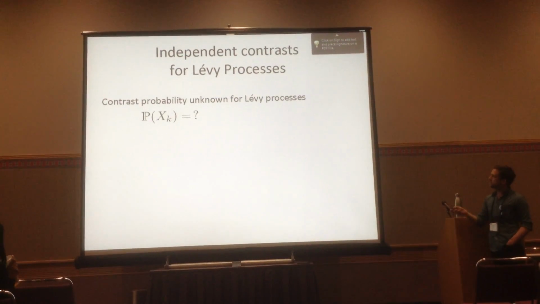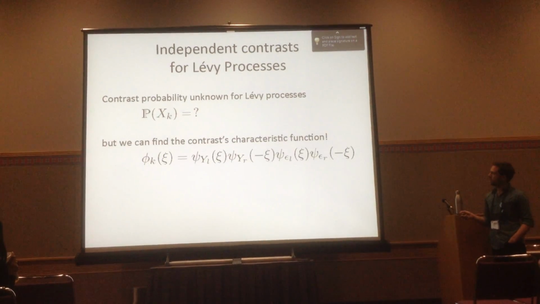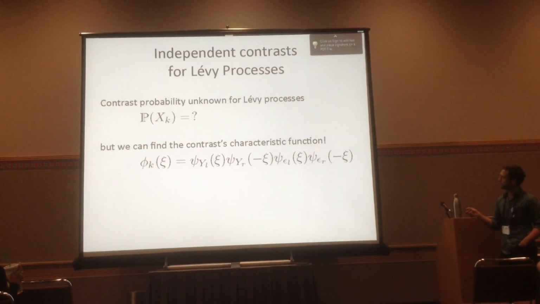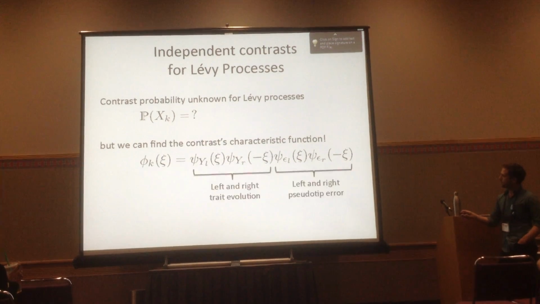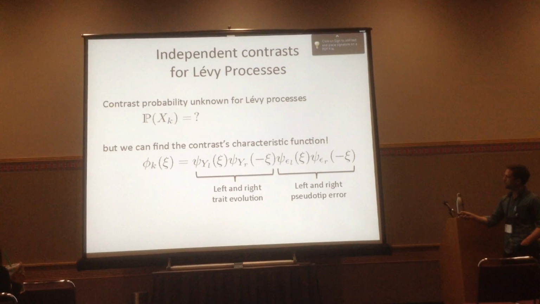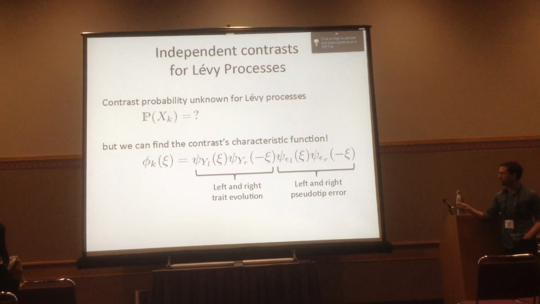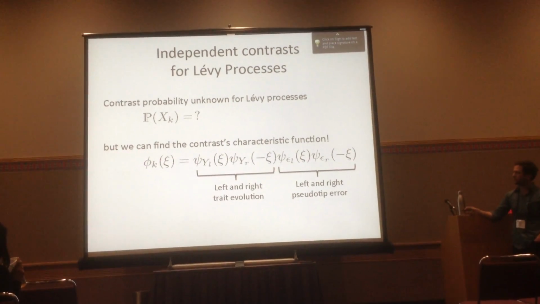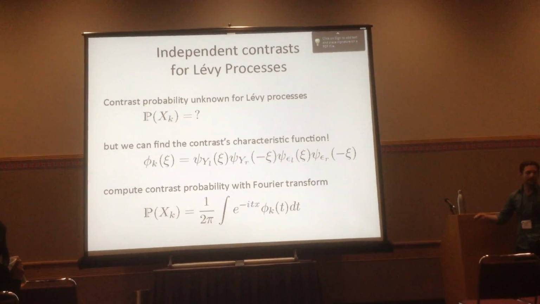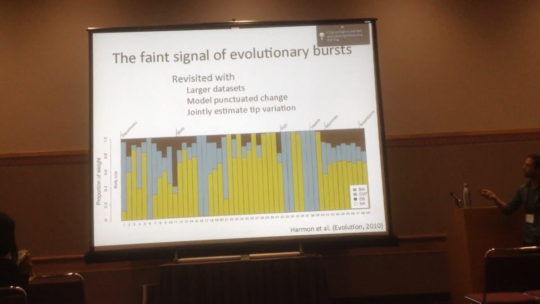Now, the problem with these Levy processes is you cannot compute this quantity analytically for most Levy processes. One nice thing is that Levy processes have this form using these characteristic functions. This is gobbledygook, but here there's two important parts. You have the amount of evolution that occurs on the left branch, the amount that occurs on the right branch, the amount of that pseudotip error that accumulates on the left, the amount that accumulates on the right, and that gives you this nice characteristic function. Once you have that, you can use the Fourier transform, get the probability, and now we can do that product of probability. So that's just a super brief overview of what we're doing.